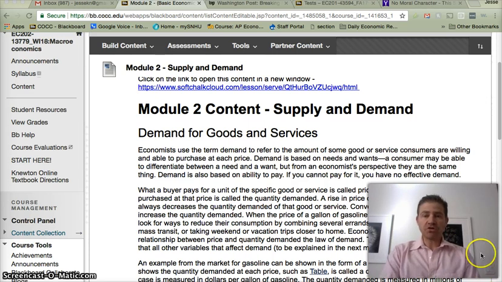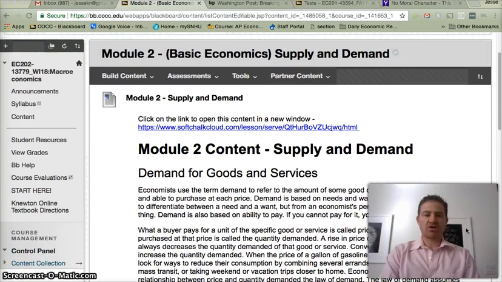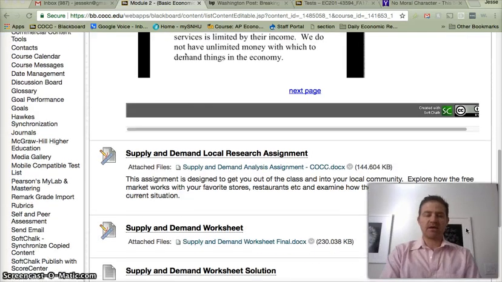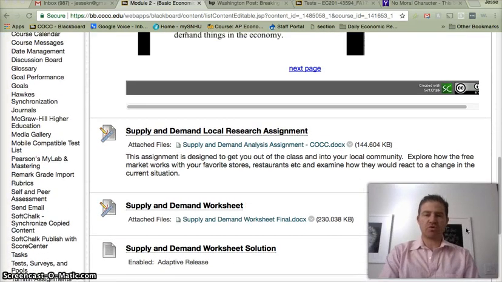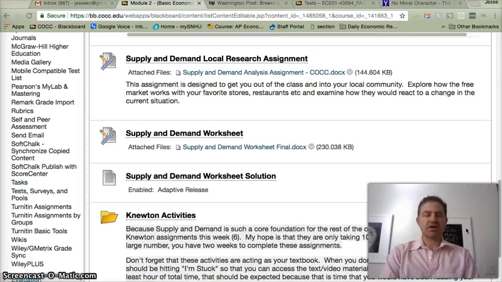So here's what to expect this week. We have a soft chalk here, which is going to cover the basics of supply and demand. Make sure that you work through that very diligently, taking notes, etc. And then the assignments this week, there are two assignments.